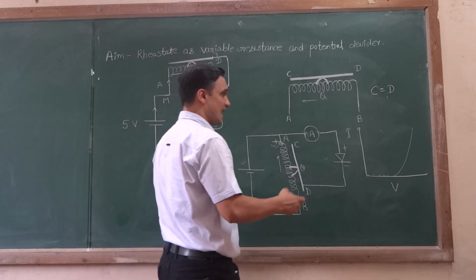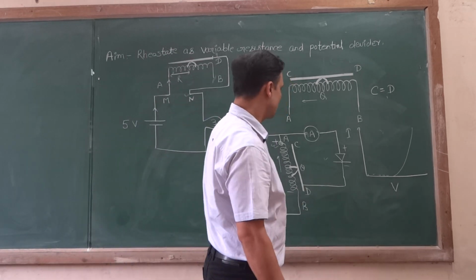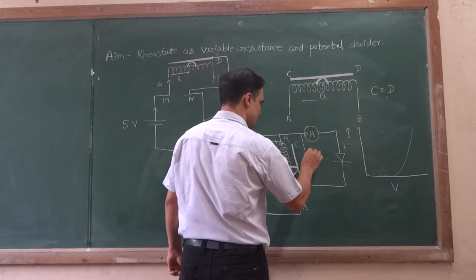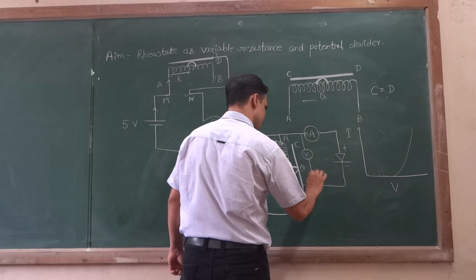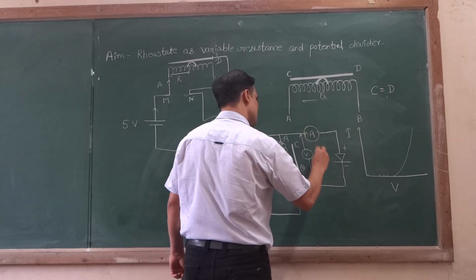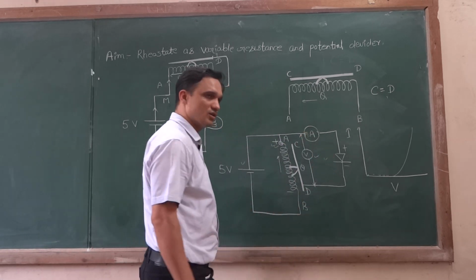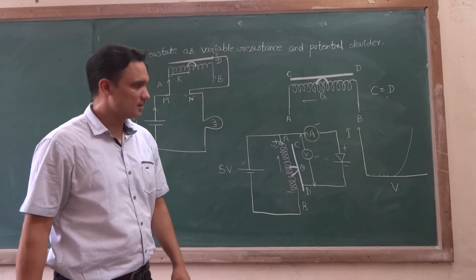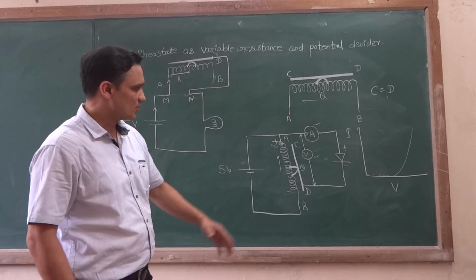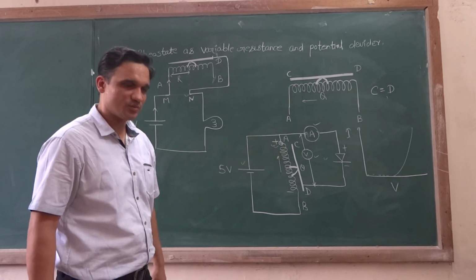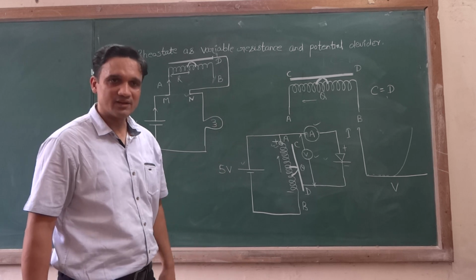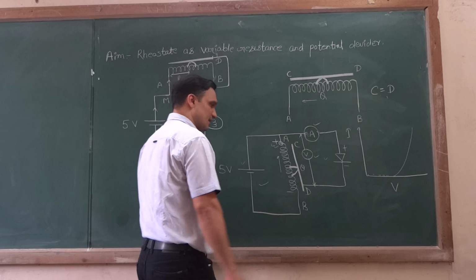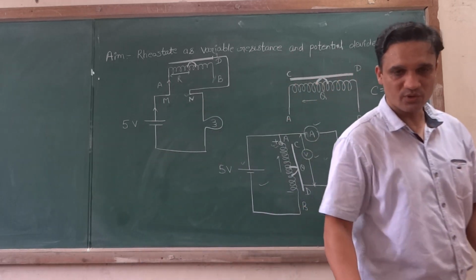Now if you want to measure at any time what potential you are sending towards the diode, you can connect a voltmeter. At the same time you can measure the value of the voltage which you are applying on the diode, and the value of the current which is flowing through the diode. That's how you can change the potential, note down the value of the current, and then plot the IV characteristic of the diode. So this is the way we can connect the rheostat as a potential divider.